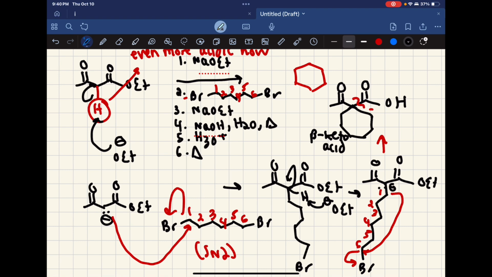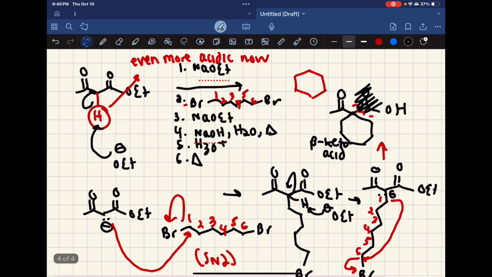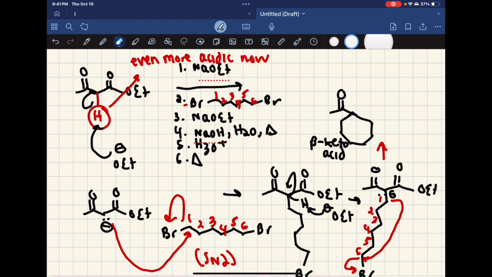Perfect. Okay, and then again, you can imagine that this group just goes away when we decarboxylate, and we're left with that end product. Okay, this is the end product. All right, make sure you count your carbons. Don't ever drop carbons. All right, so I think that's a good stopping point for Claisen and Dieckmann condensation. The next video will pick up, I guess I'm going to do a separate video now, on the Michael addition and the Robinson.